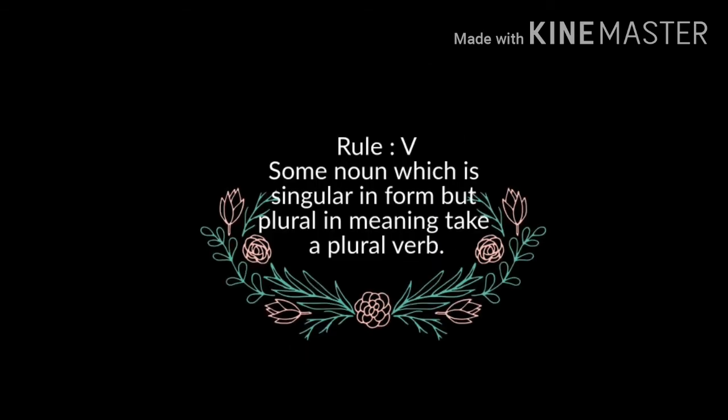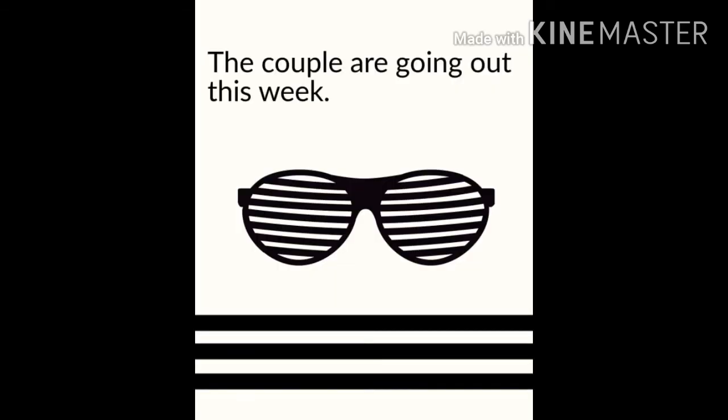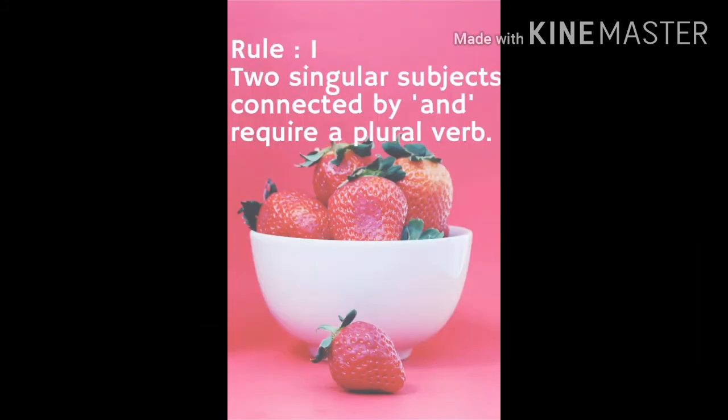Next rule, some noun which is singular in form but plural in meaning takes a plural verb. Example, the couple are going out this week. Here the word couple is in singular form but it is plural in meaning. So we use the verb are here.